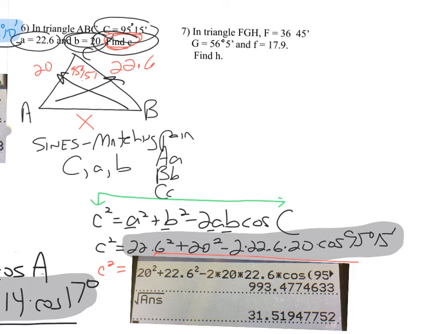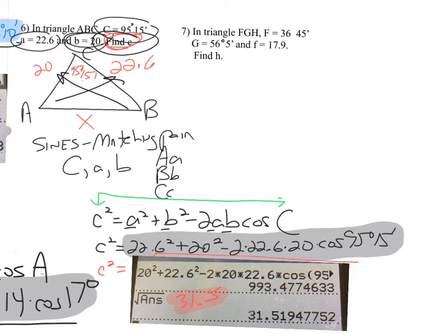So here it looks like your answer is going to be, to the nearest tenth, 31.5. So you always find sides to the nearest tenth.